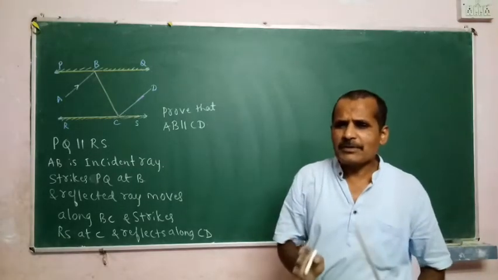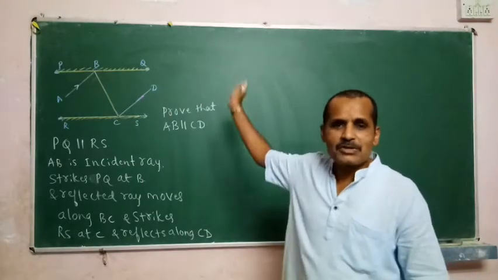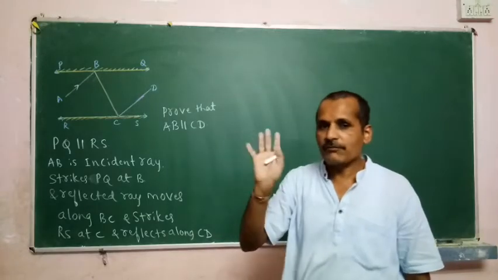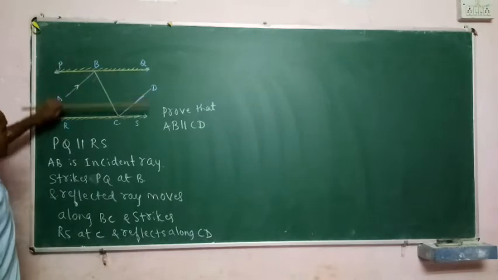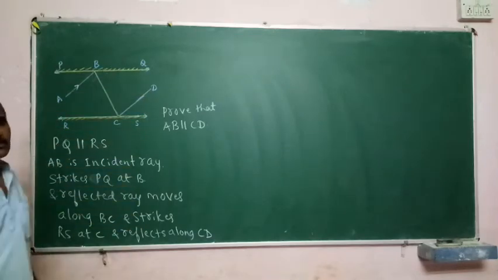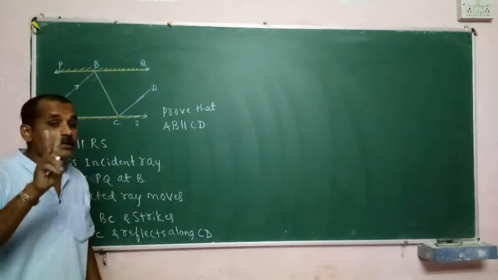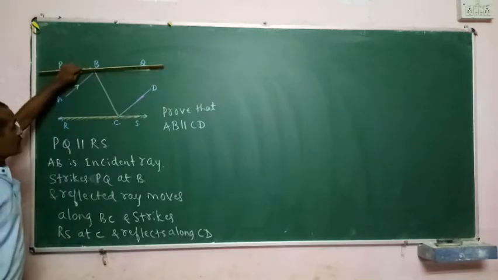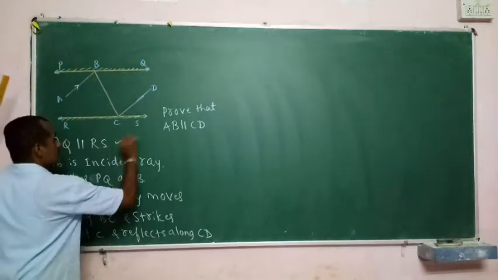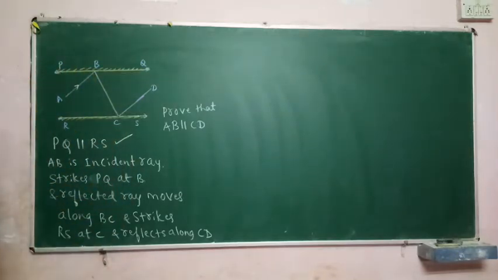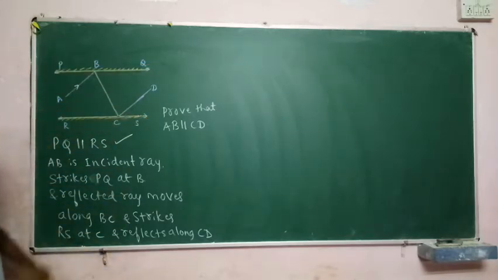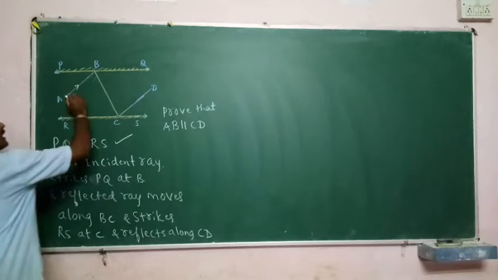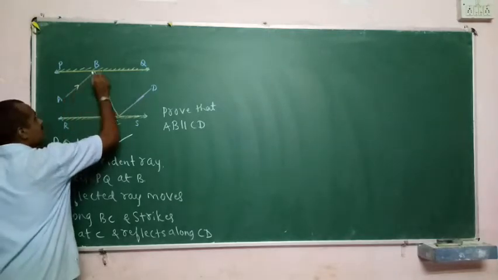Understanding the problem itself is very, very important rather than solving the problem. Okay, understand the problem first. What they say is that PQ and RS are two mirrors, parallel to each other. PQ is parallel to RS. They are parallel mirrors. And AB is an incident ray.